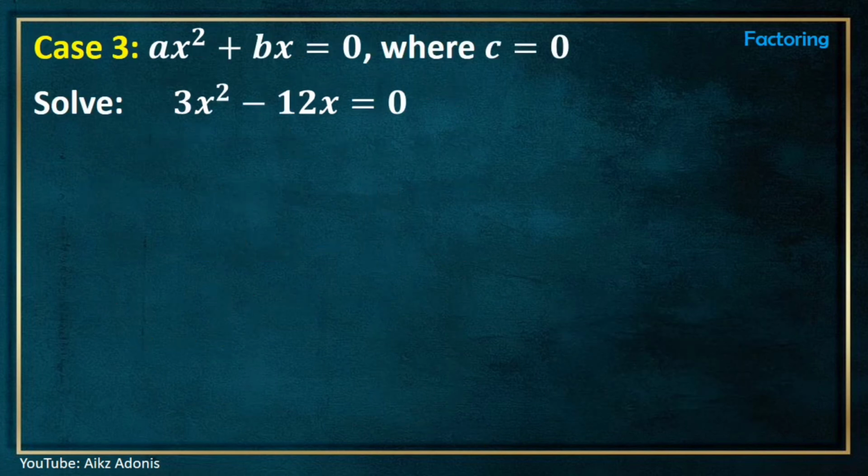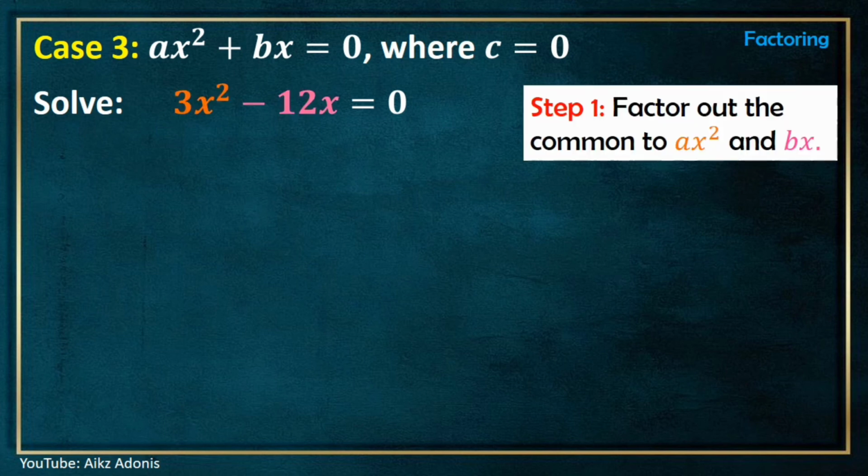Now, let's have the case 3 where the quadratic equation is in the form ax squared plus bx equals 0, where your c is equal to 0. As you can see, this quadratic equation is already in standard form. But if the given quadratic equation is not in standard form, please always transform your quadratic equation in standard form. But since this equation is already in standard form, we can now proceed solving it.